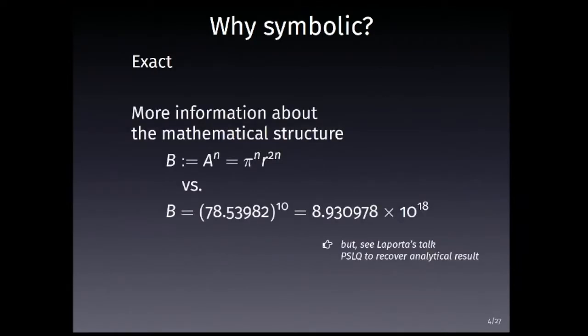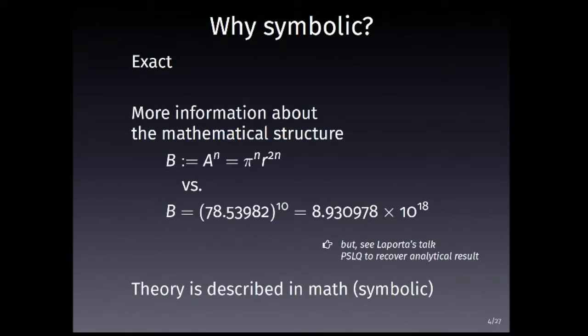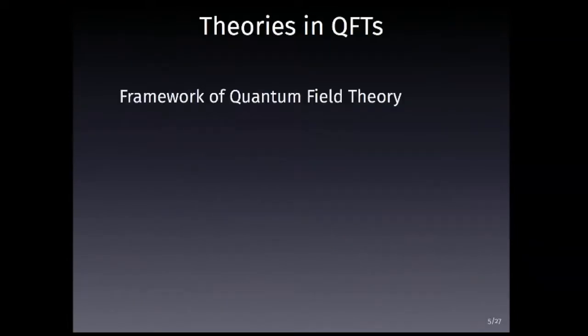So why do we need symbolic computations? Because, well, it's exact. That's actually important in some cases. And if you have a symbolic result, then it may contain more information about the mathematical structure of the problem. It is difficult to see the original structure of the mathematics from numbers. And another thing is that the theory is described in mathematics, so it's intrinsically symbolic. So let me go into a bit of detail about theoretical physics for a while.